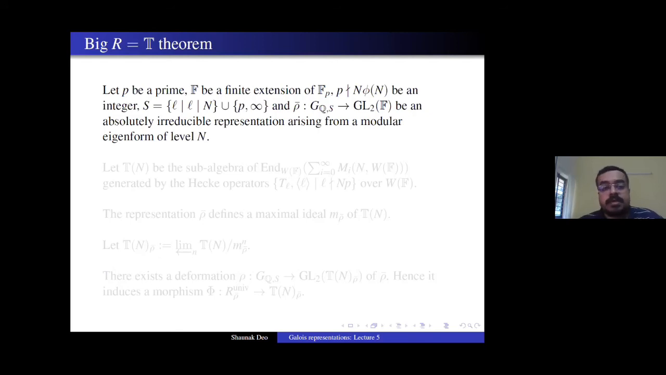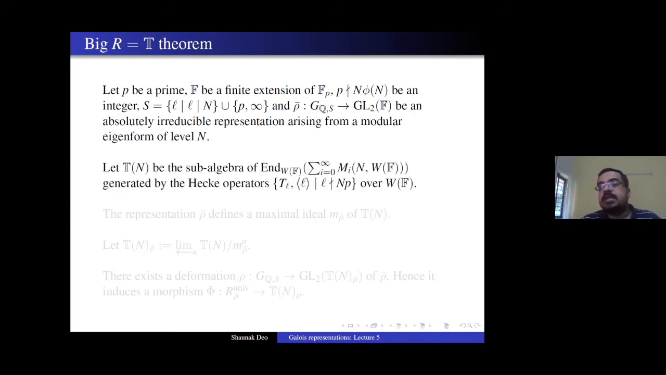Now we introduce the Hecke algebra. The Hecke algebra T_n is the big Hecke algebra, acting on modular forms of level n with coefficients in W(F) and all weights. We are not fixing weights or anything; it is acting on everything. So it is the subalgebra of the W(F)-endomorphisms of this big space of modular forms of level n, with coefficients in W(F), of all weights. And it is generated by the Hecke operators T_l and diamond operators for primes l not dividing p, over W(F).